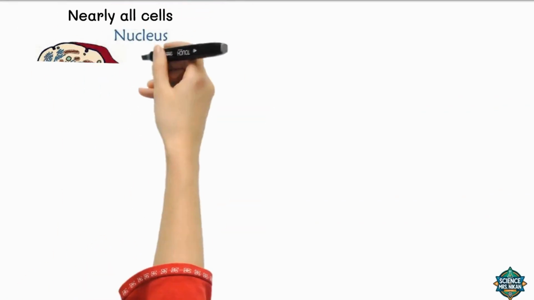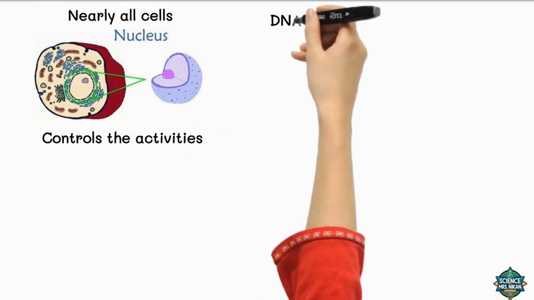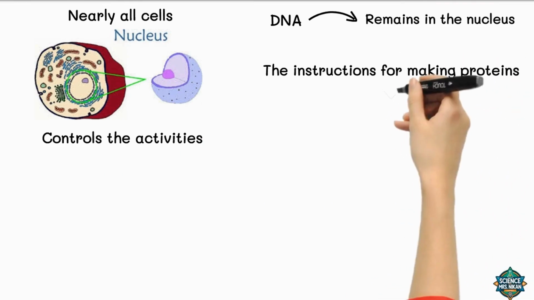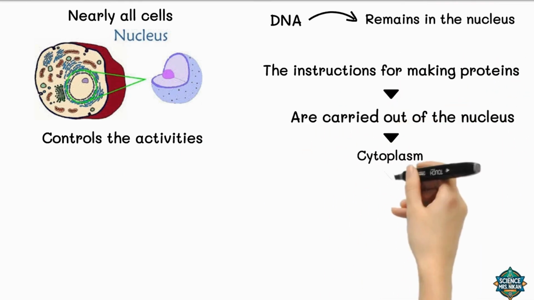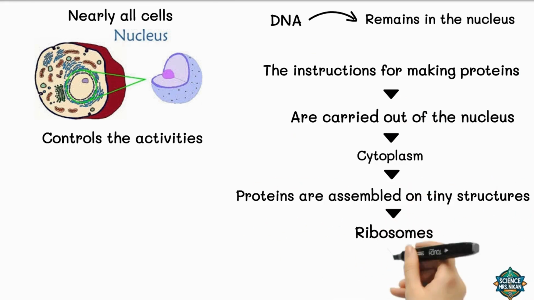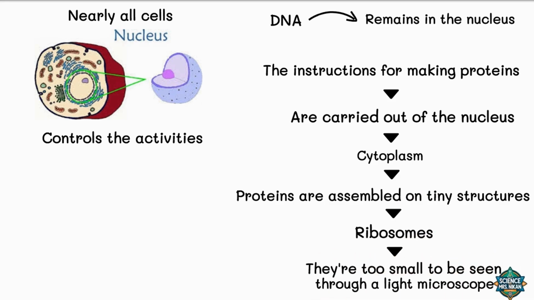Nearly all cells have a nucleus. The nucleus controls the activities of the cell. The DNA remains in the nucleus, but the instructions for making proteins are carried out of the nucleus to the cytoplasm, where the proteins are assembled on tiny structures called ribosomes. A cell contains thousands of ribosomes, but they are too small to be seen through a light microscope.